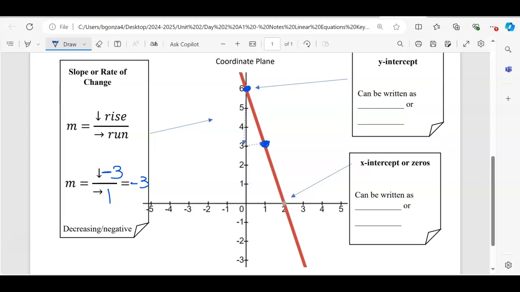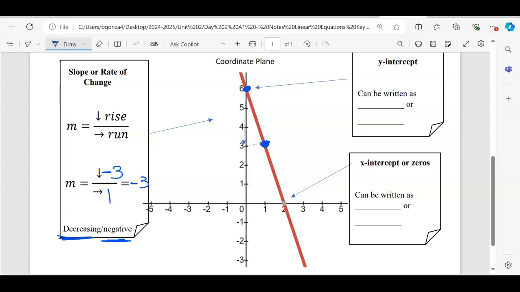Negative 3 over 1, so it's negative 3. Now notice, they're always going to the right, but since it's going down to the right instead of up to the right, this is called decreasing or a negative linear equation. Almost done.